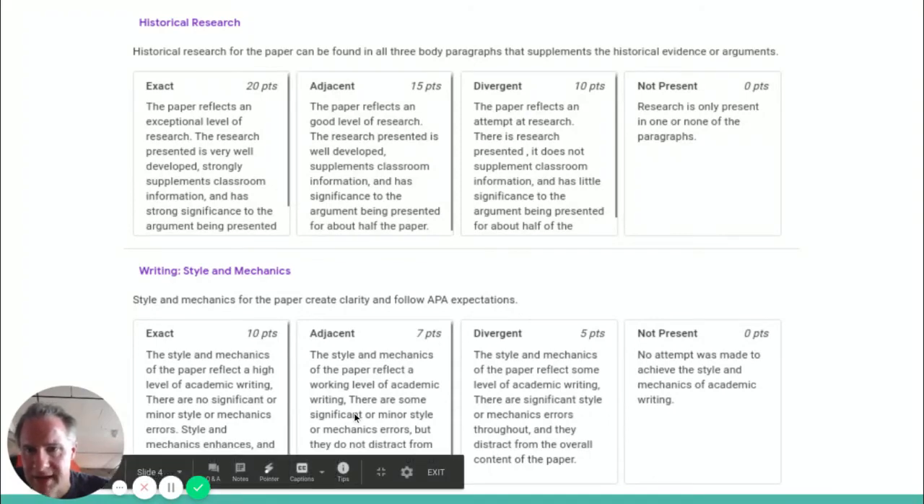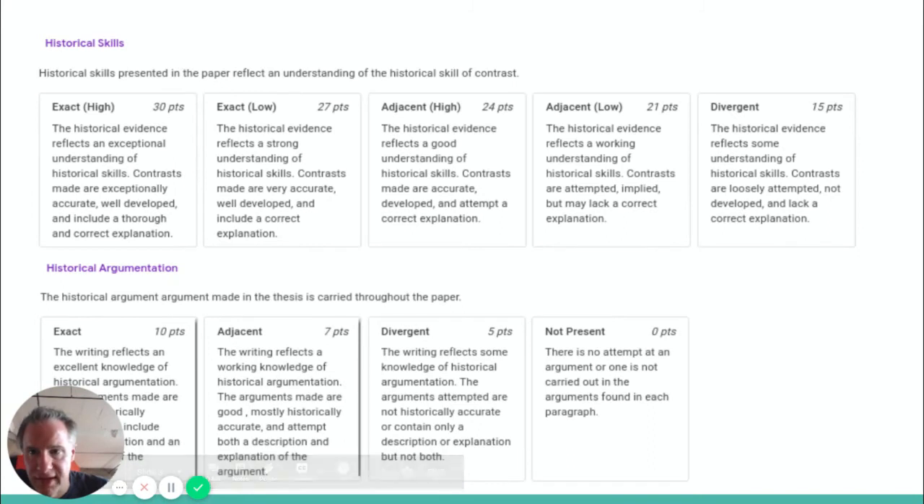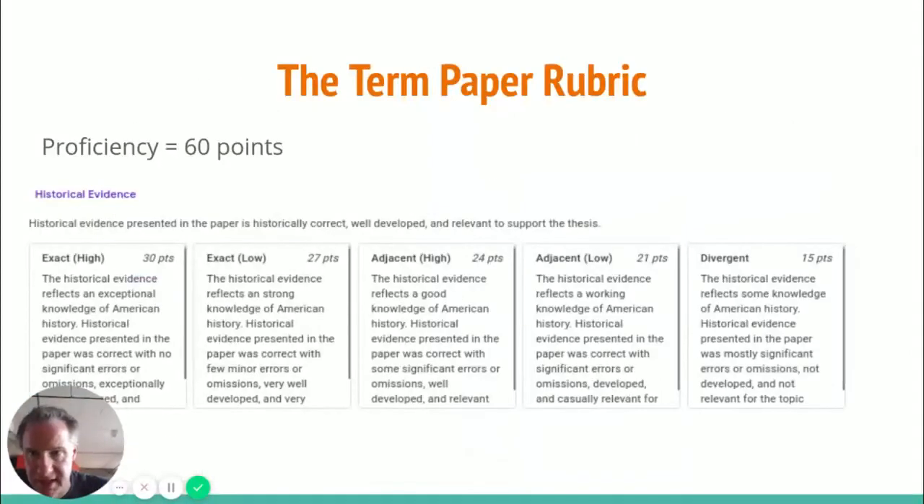So style and mechanics, 10%. Research is 20%. Argumentation is 10%. Comparison and doing that comparison accurately and correctly is 30%. And then using the right evidence from the in-class lessons is 30%. Altogether, 100 points, proficiency at 60%.